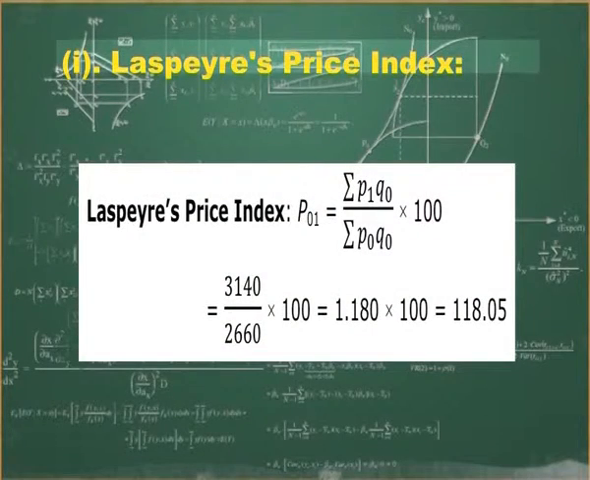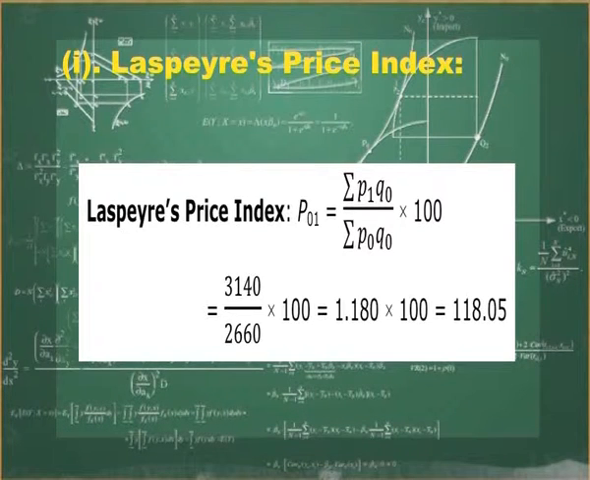So we are seeing that we have done some calculation on the basis of this table. Now since we have done the calculation, we can calculate the various indexes. Let's calculate the first one, Laspeyre's price index. Using the formula, P01 equals 3140 divided by 2660 into 100, which is equal to 1.180 times 100, giving us 118.05. So that is Laspeyre's price index.